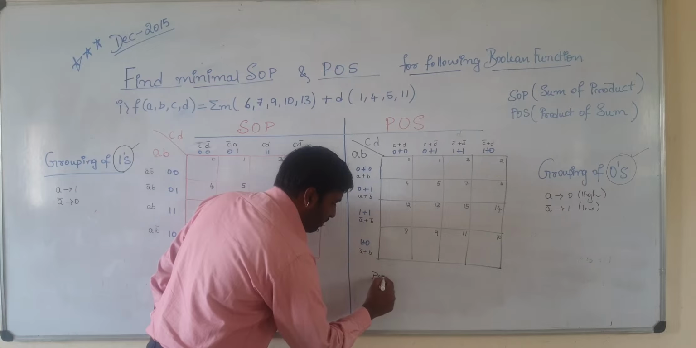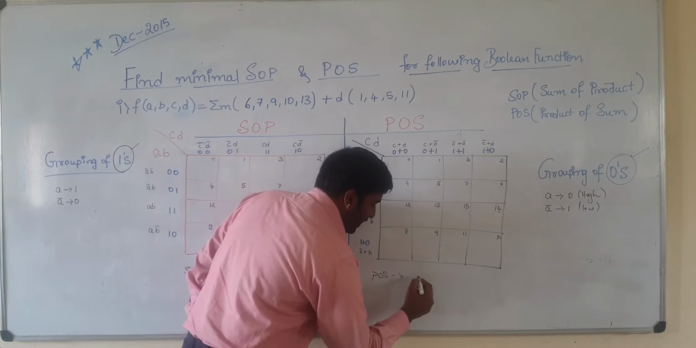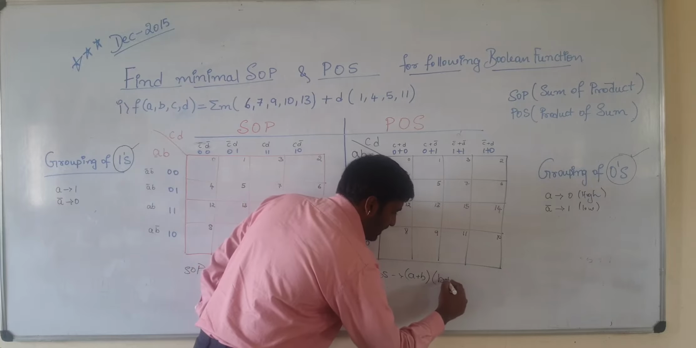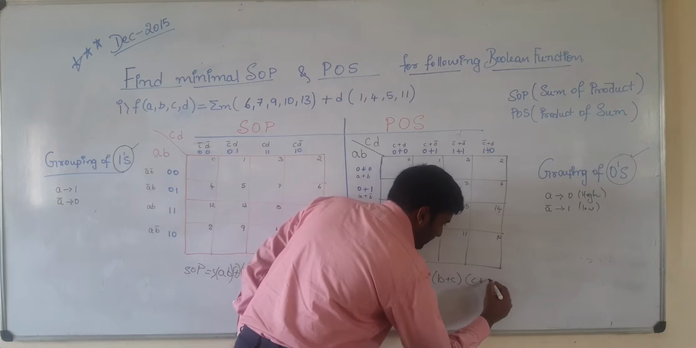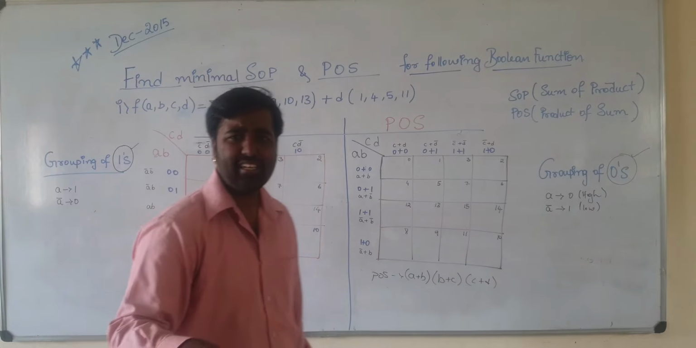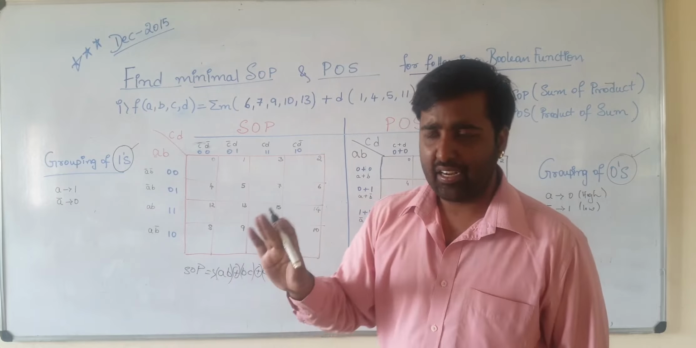For product of sum, I will write the expression: A plus B, into B plus C, into C plus D. It is the best example for product of sum. It is the very basic example, as the definition tells.